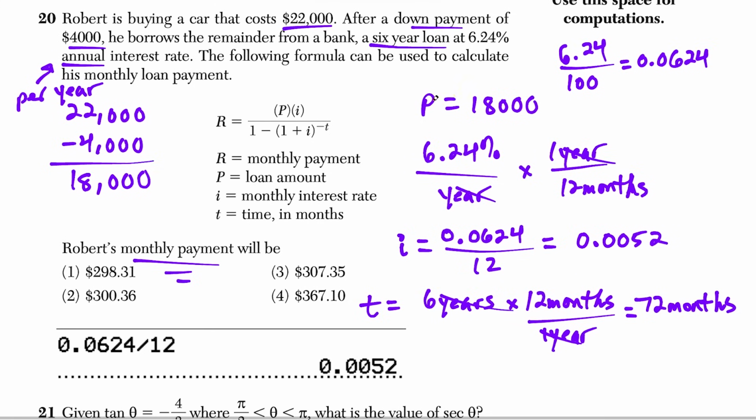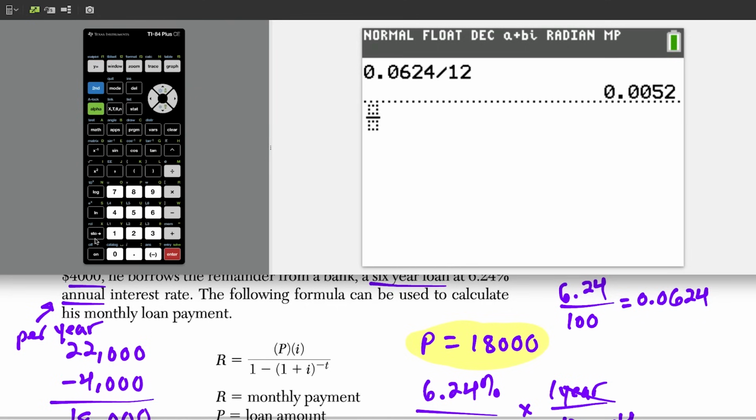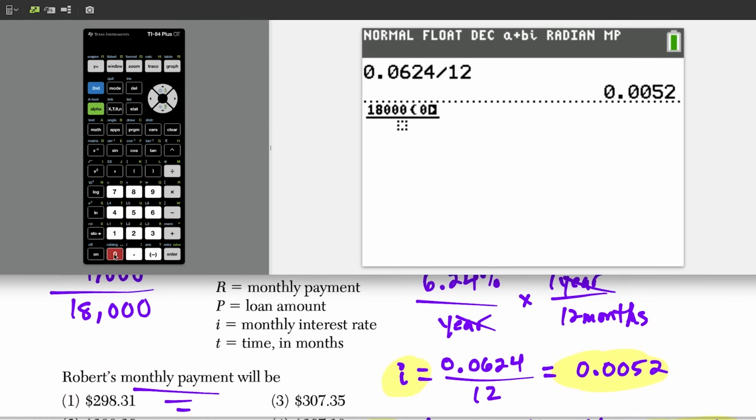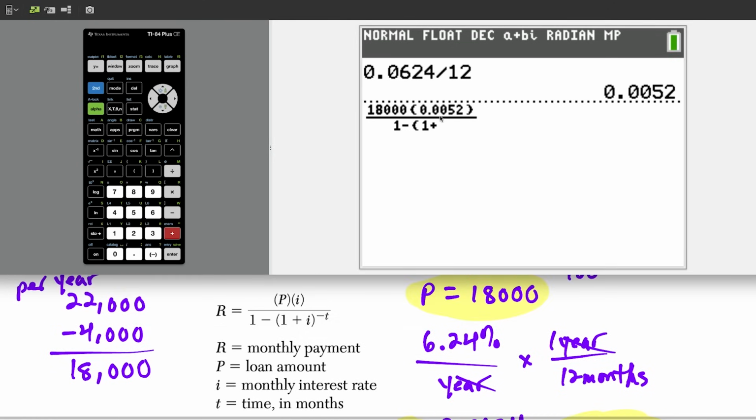So now we're ready to plug all of these values into the formula. So the rest here is calculator work, but once again, now we just plug in all of these values here. So I'm going to type in alpha y equals enter to pull up a blank fraction, and we have P times I. So we have P is equal to 18,000, and then I we have written down here is 0.0052. And then in the denominator of this formula, we have 1 minus, and then I put parentheses. We have 1 plus I, and I once again is 0.0052.